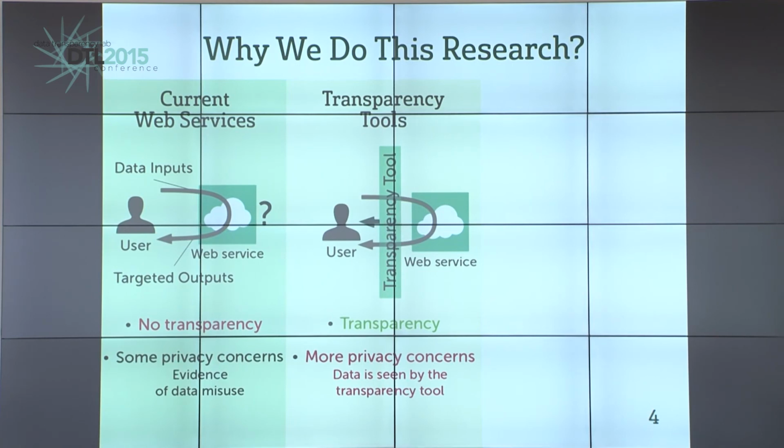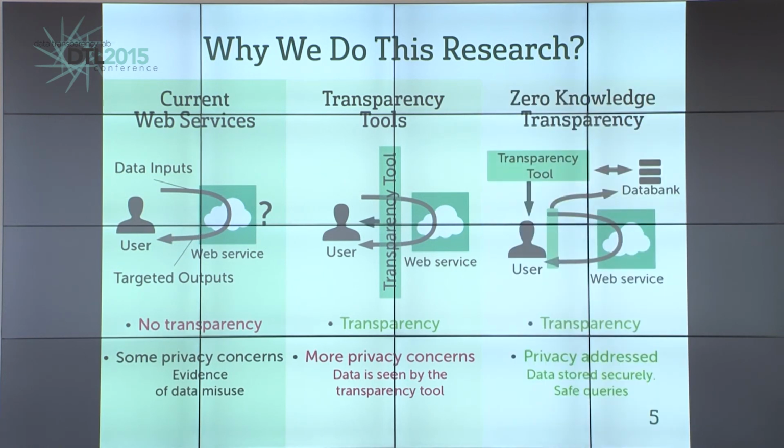Of course, you can say that we can develop a transparency tool that is privacy preserving, but can we solve this issue once for all the tools instead of developing an ad hoc feature? The solution here is to use a trusted third party, for example, a data bank. And that's the approach we are taking in this study.